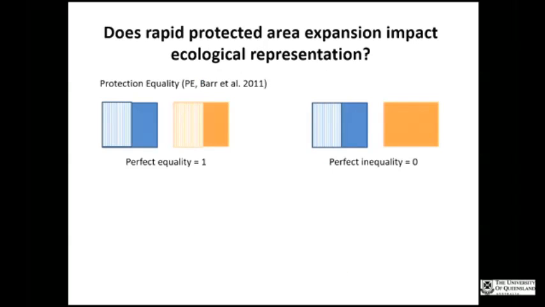And so how we did this is we used the protection equality metric, which is a measure of the evenness of habitat protection. So if you have two biodiversity features and they're both protected at 50%, then you'd have perfect equality of protection, or a value of 1. And if they're very unequal in their protection, you'd get a value of 0, signifying perfect inequality.